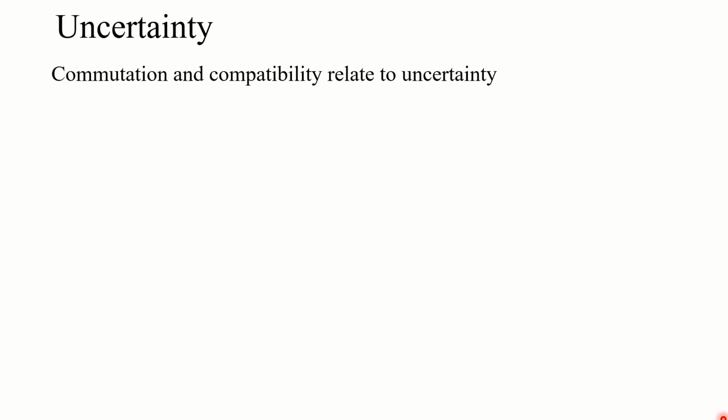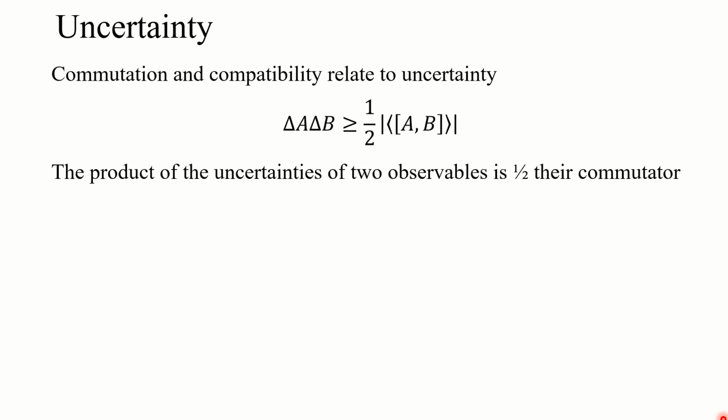It turns out there's a relationship that says the uncertainty in some observable A times the uncertainty in some observable B is always going to be greater than or equal to 1/2 the expectation value of the commutator between those two observables. This is Heisenberg's uncertainty relation, though it's more familiar with position and momentum as our observables.